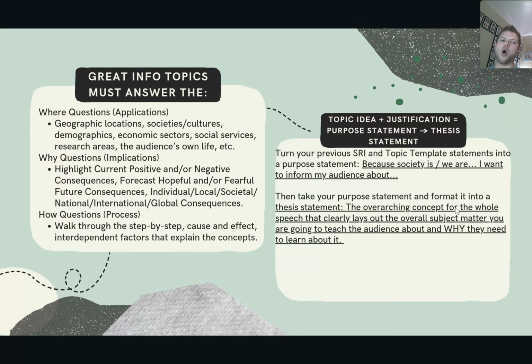And lastly, you've got the how questions, which is the process. Walk them through the step by step of your topic, the cause and effect, the interdependent factors, the relationships that can explain everything.